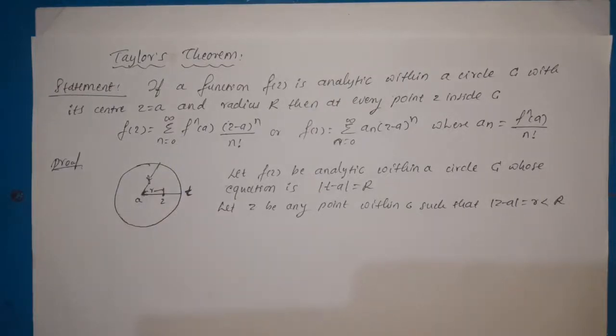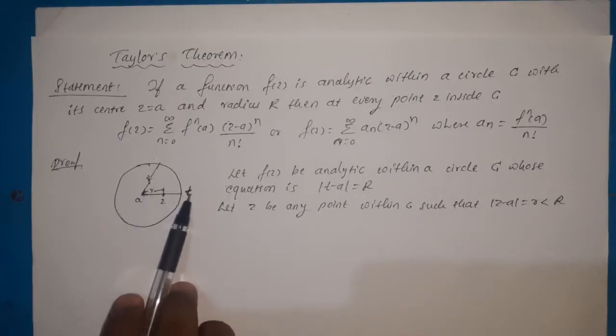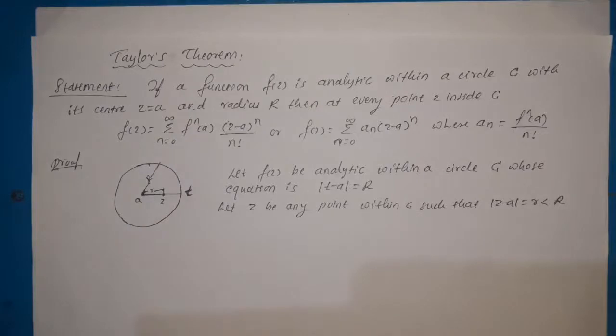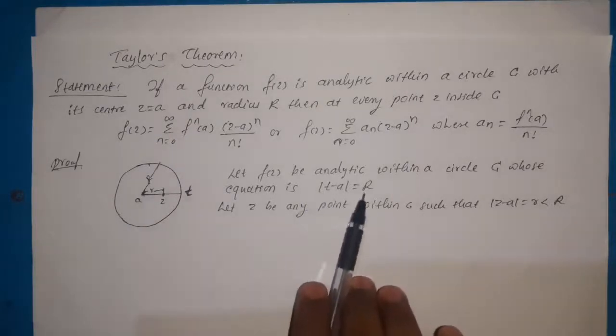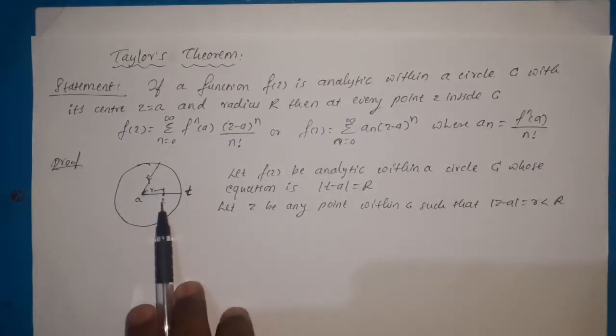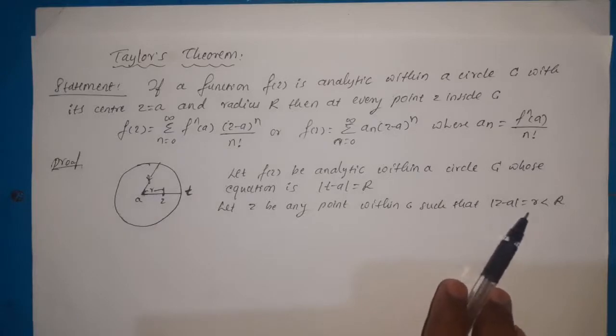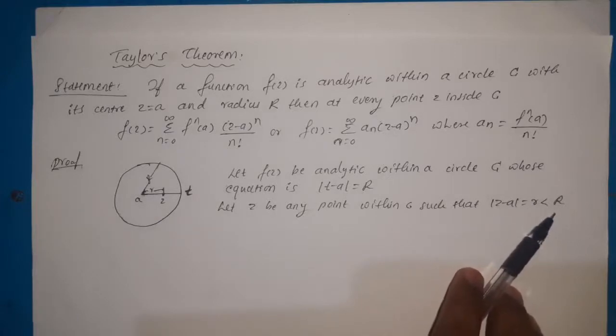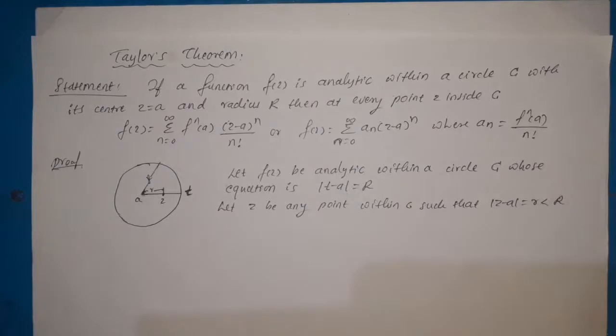Again z will be the point on the smaller circle, and t is the point on the larger circle. Therefore the equation of the given circle is mod t minus a is equal to capital R, and the equation for the point z is given by mod z minus a is equal to small r, which is less than capital R. Now let us start the proof. We know Cauchy's integral formula, right?